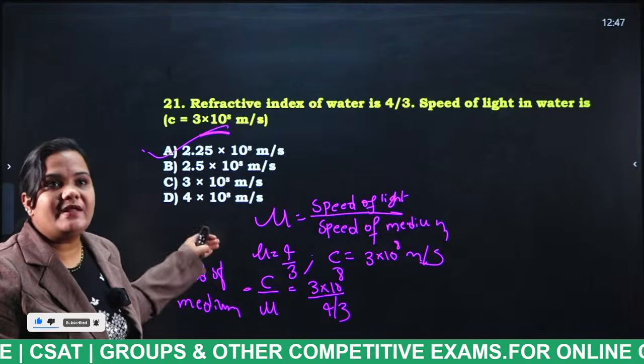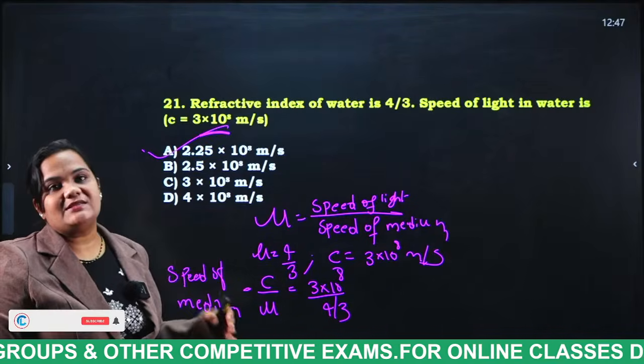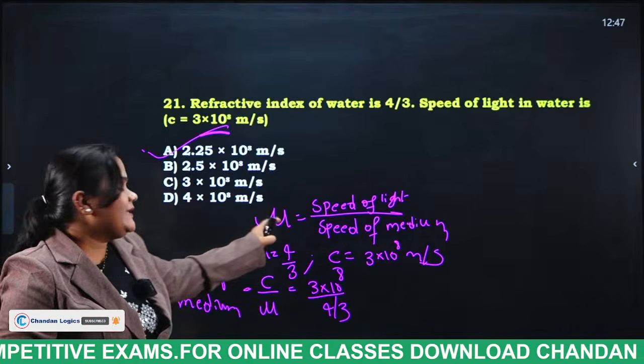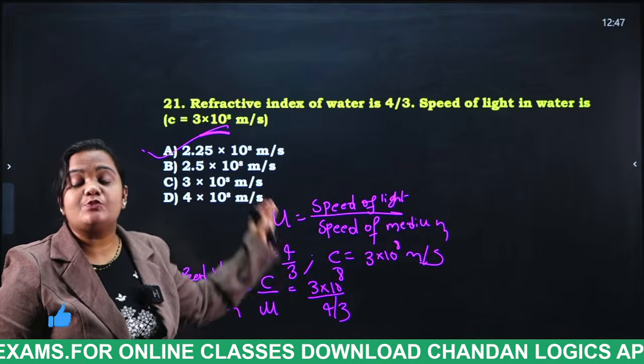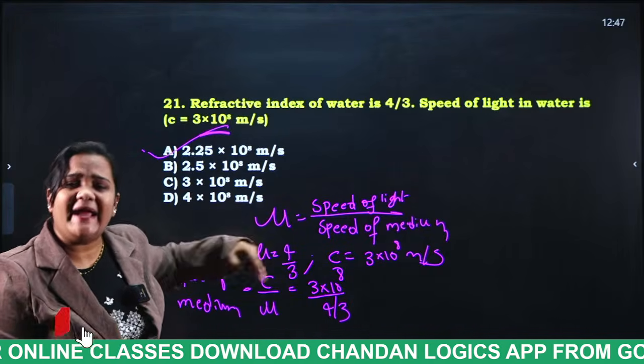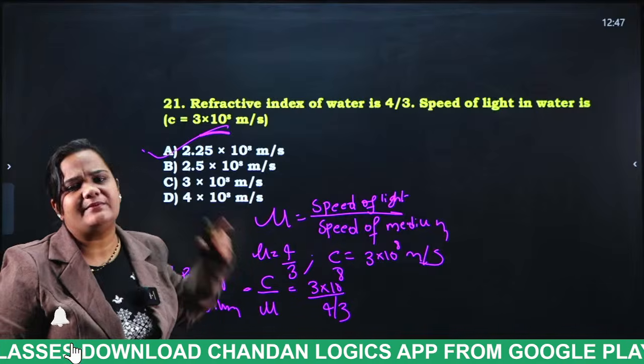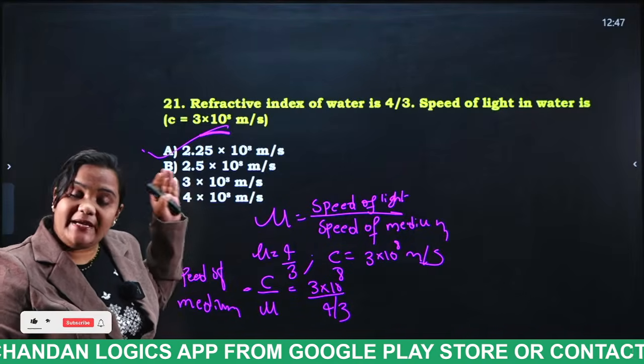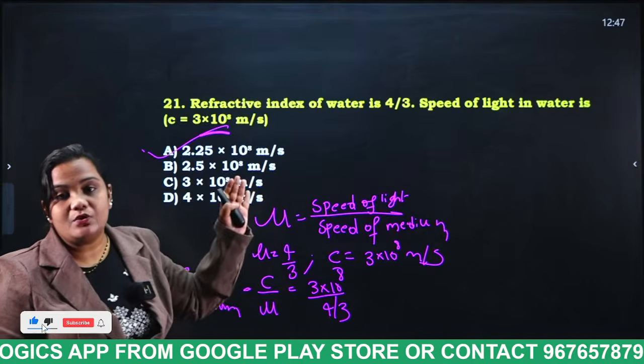If you solve the problem and if you have the calculator, you can easily get the solution. So what is this actually? Refractive index is speed of the light by speed of any medium. That may be water or something else. This is the basic formula. They will give the refractive index and they will give the speed of the light.